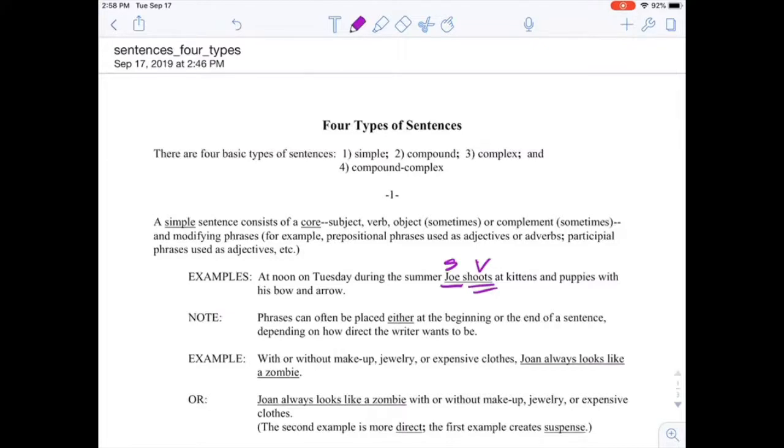Phrases can often be placed either at the beginning or at the end of a sentence, depending on how direct the writer wants to be. So "at noon on Tuesday" is a prepositional phrase, and "during the summer" is another. These are all phrases that can be added before or after the subject and the verb. Here's another example. With or without makeup, jewelry, or expensive clothes, Joan, the subject, always looks, the verb, like a zombie. The object is "like a zombie," and we have some phrases that begin before the subject and verb. But these are basically simple sentences.